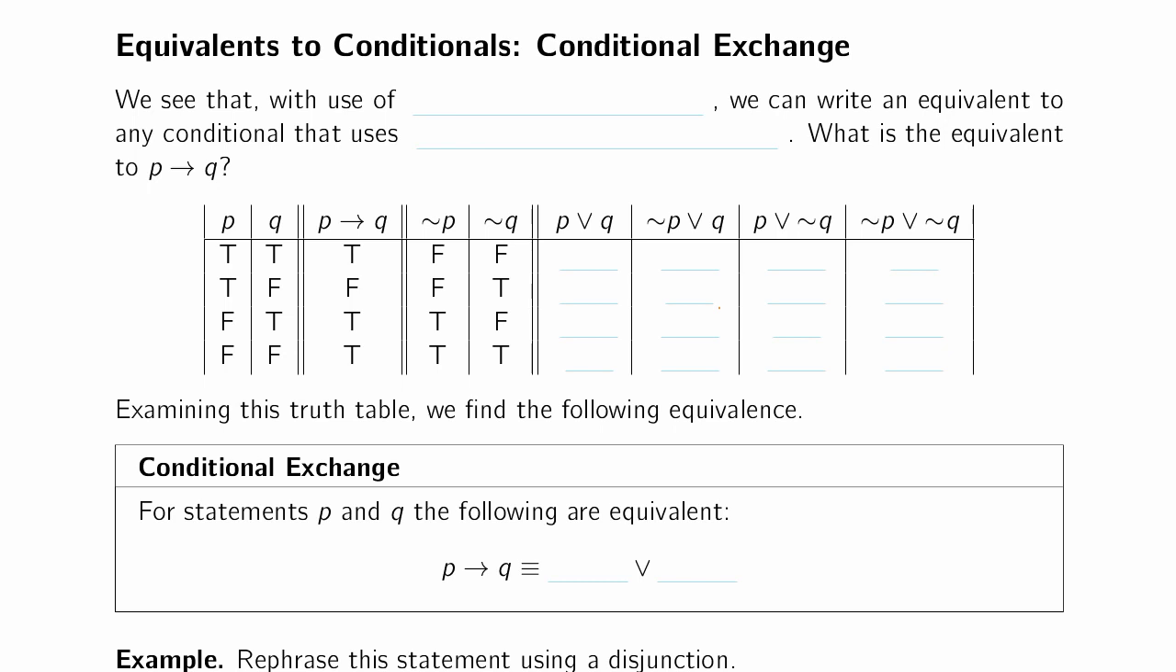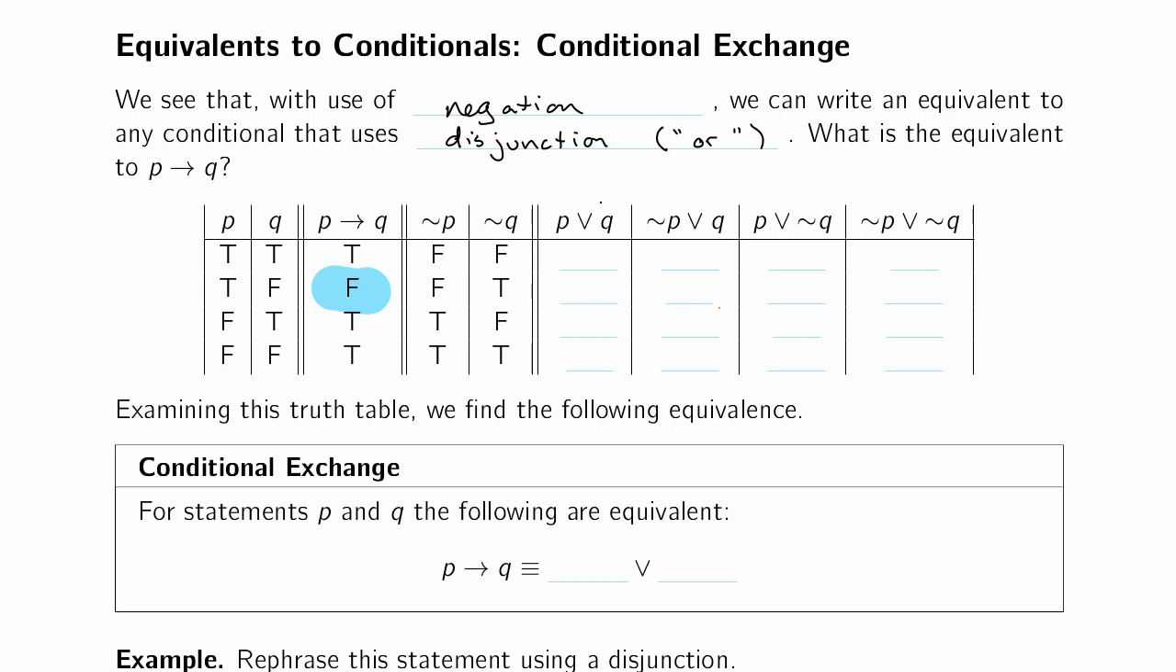Okay, so we saw that if we also use negation, we can write an equivalent to any conditional that instead of a conditional uses a disjunction. That is an or statement. So what is the equivalent using disjunction to if P then Q? What we're really asking is, which disjunction puts the false in the second row?